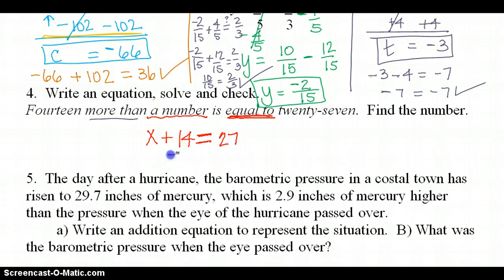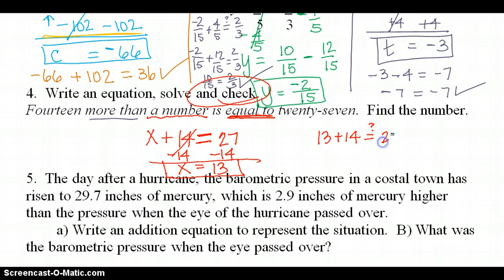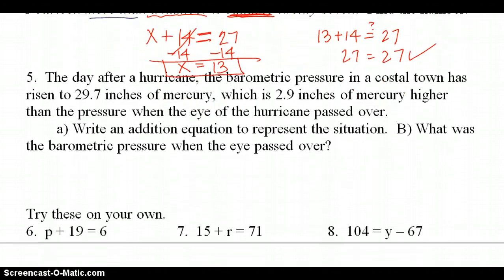Find the number. So we'll subtract 14 from both sides, and x equals, when we say 27 minus 14, we're left with 13. Be careful, we're not finished. It said and check. So now I'm going to say 13 plus 14. Does that equal 27? 27 equals 27. It checks out.